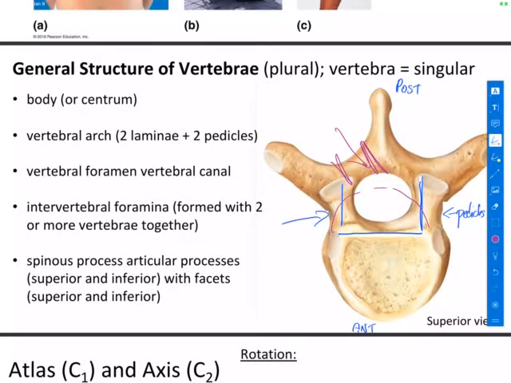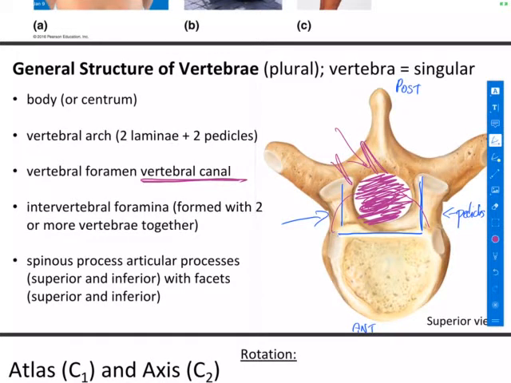Now, the danger in doing something like that is in the center of the vertebra, right here. This is the vertebral foramen. This is where the spinal cord is found. Now, a single vertebra has a vertebral foramen, but if you stack 2 or more vertebrae on top of one another, it's called a vertebral canal, because it's not just a hole anymore, it's a tube.